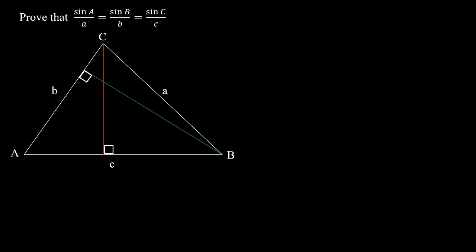So we know that sine of A is equal to opposite over hypotenuse. We're going to call this red line H1. So sine of A is going to be equal to opposite over hypotenuse, which is H1 over b. And we also know that sine B, angle B over here, is going to be equal to opposite over hypotenuse, just H1 over a.